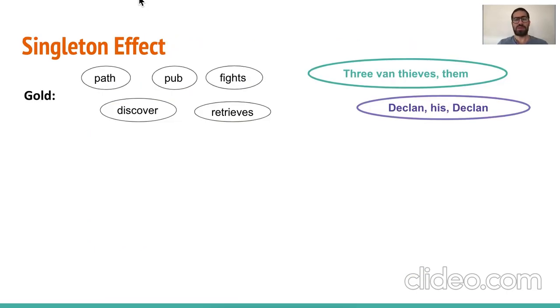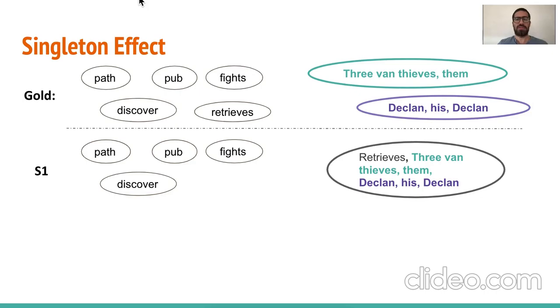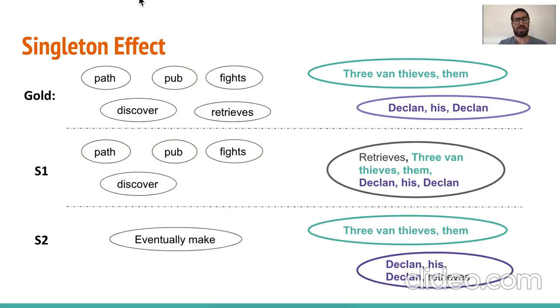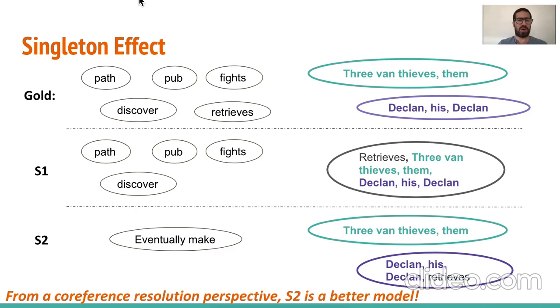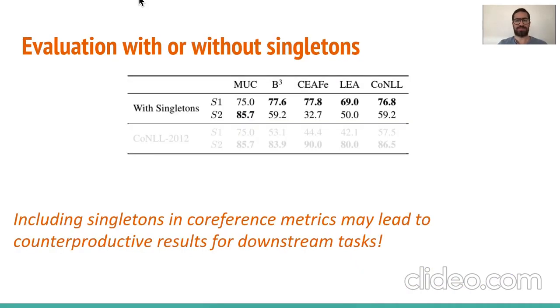Assuming that the gold is composed of 5 singletons and 2 non-singleton clusters, and the first system identifies all singletons but wrongly merges the non-singleton clusters. On the other hand, the second model is the opposite. It performs poorly on singletons predictions, but predicts very well the two clusters with only one single mistake. So, from a coreference resolution perspective, S2 is obviously a better model than S1 because S2 could answer the question, but S1 couldn't answer the question.